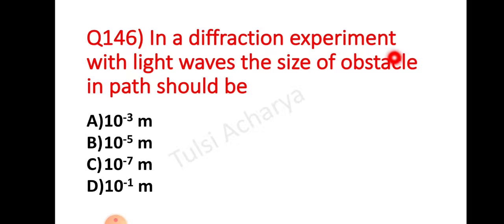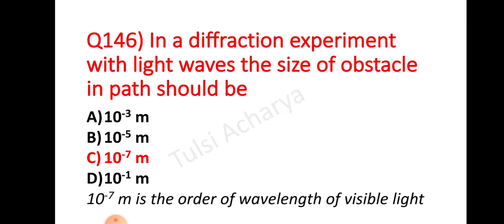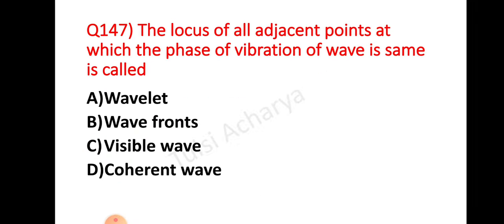In a diffraction experiment with light wave, for diffraction to occur, the wavelength of light must be in the order of the size of the obstacle, that is 10 to the power minus 7 meter. That is the order of wavelength of visible light. So if the obstacle is also in the same order, then light will be diffracted. Now let's move to question number 147.